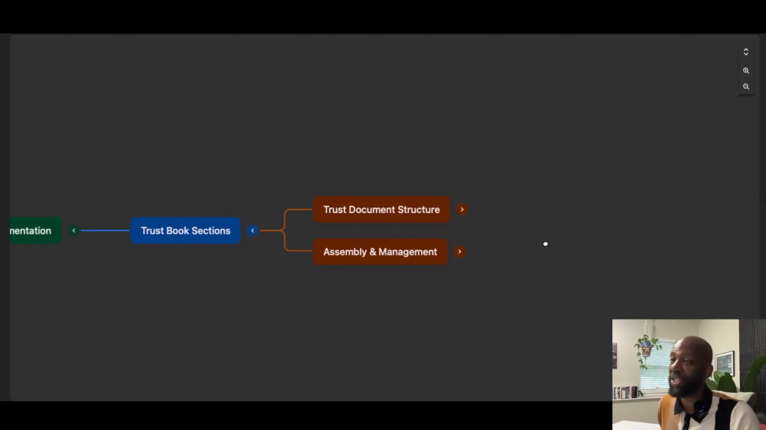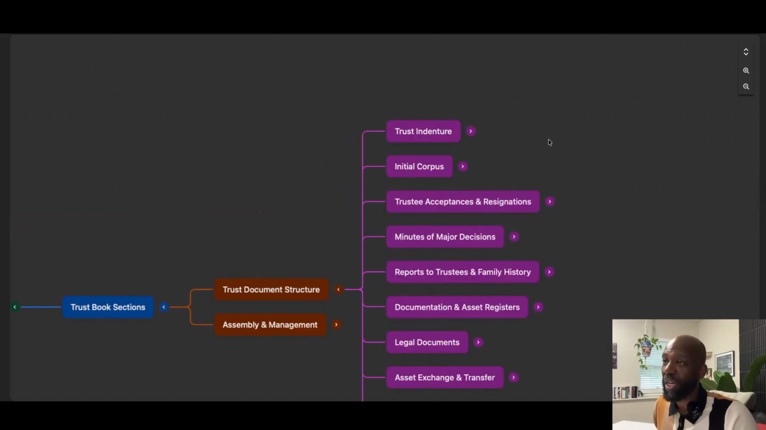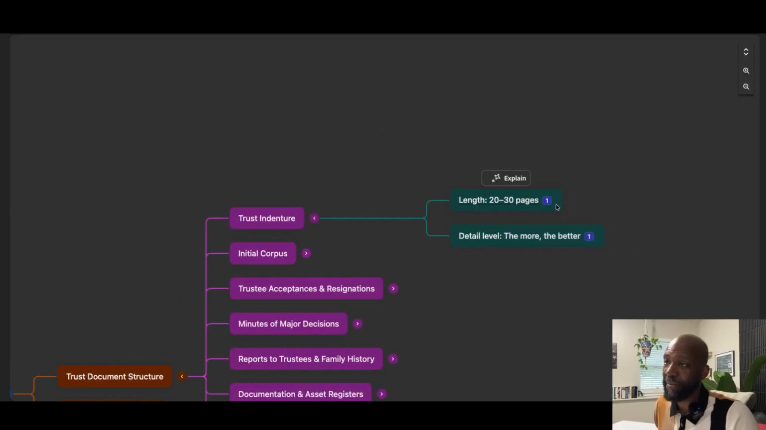All right. We got the trust document structure. That's 1 section. And then we got the assembly and management. That's the other section. We're talking about the indenture first, which is at the top. It's not a complete indenture. Sorry if you wanted to see a complete indenture. We may get into that. It'll be a lot of empty space in there though, because you need to fill it in with your information.